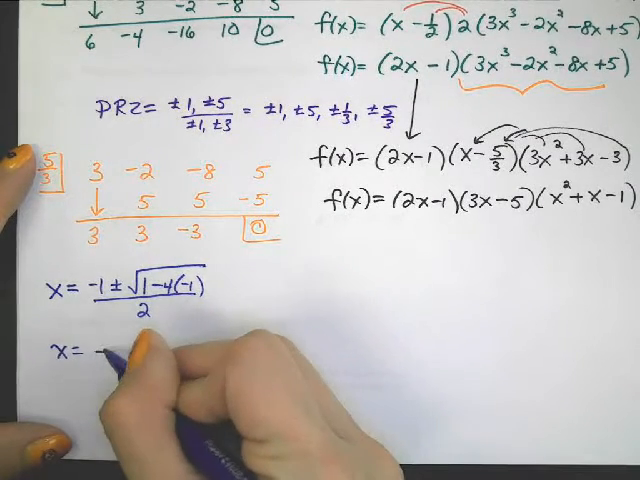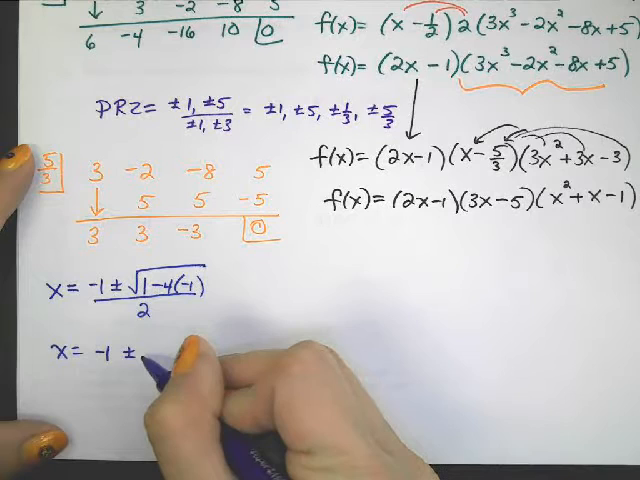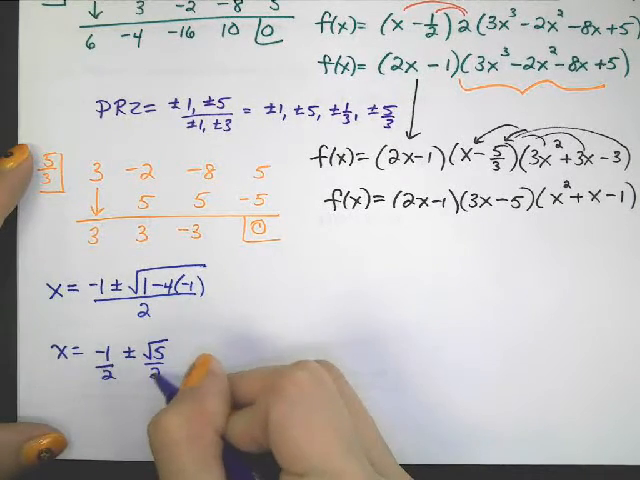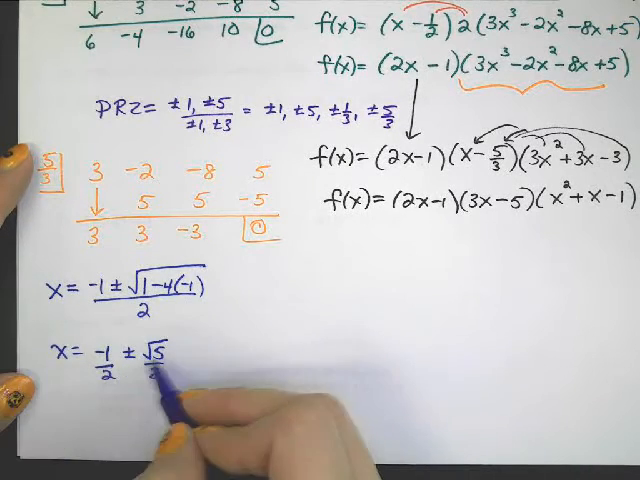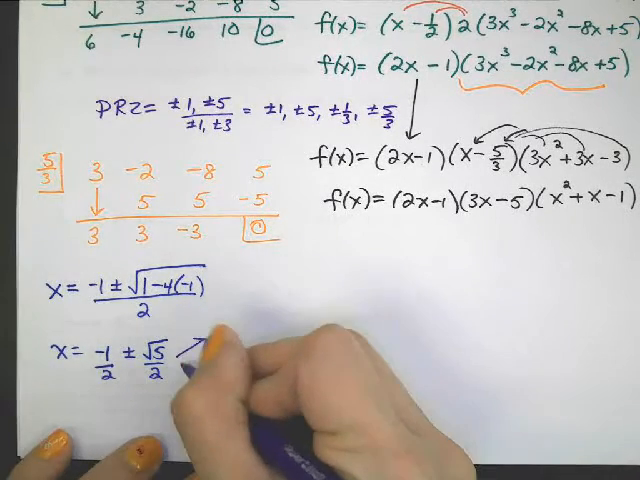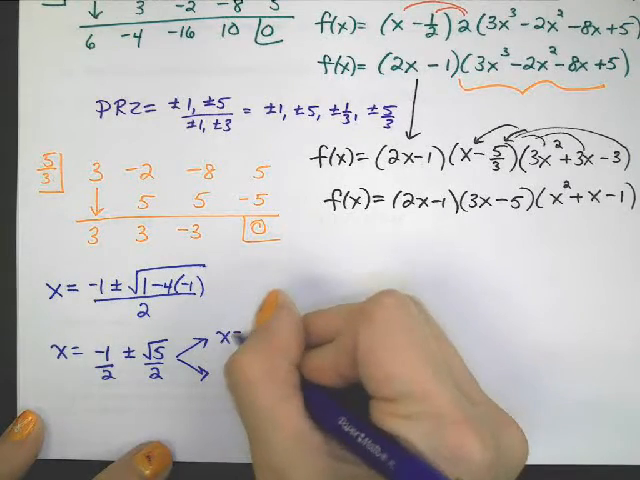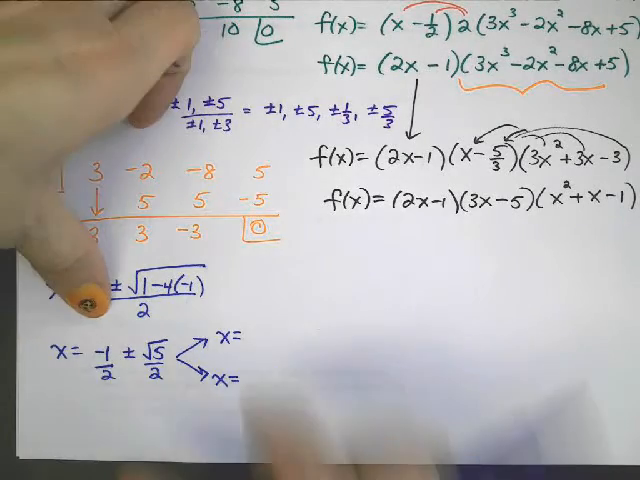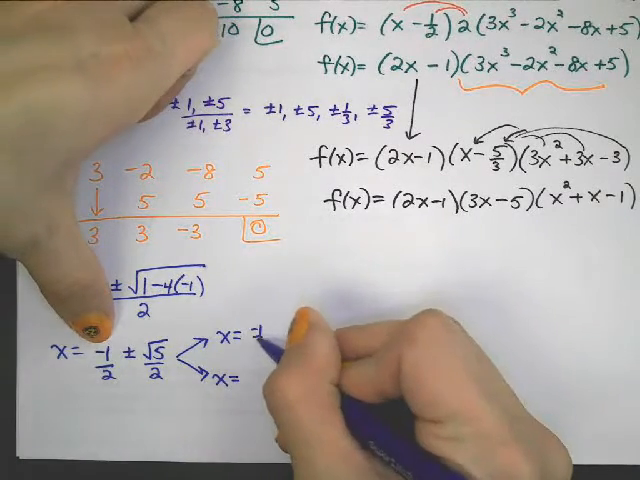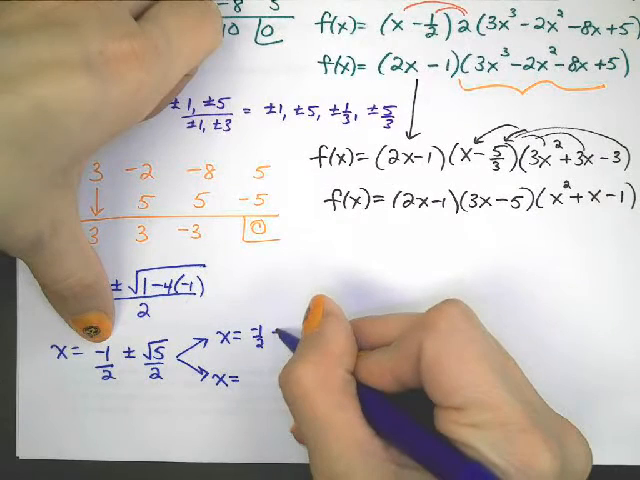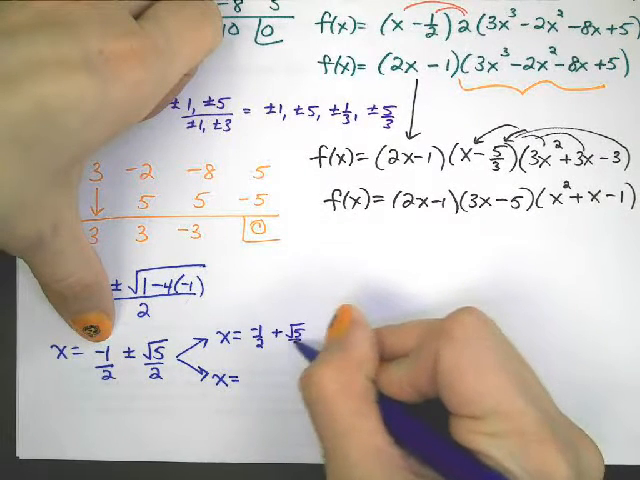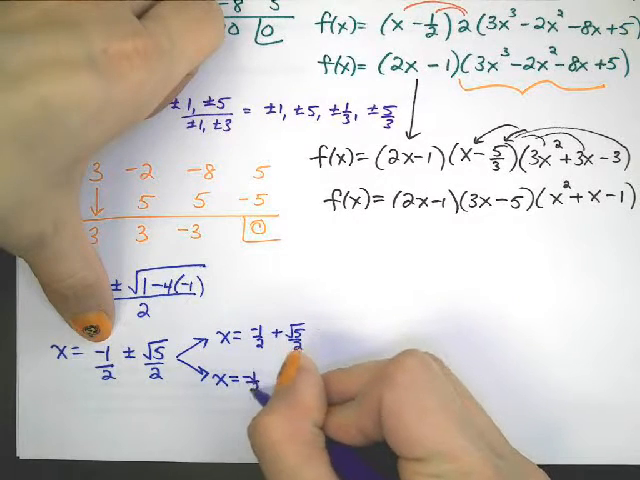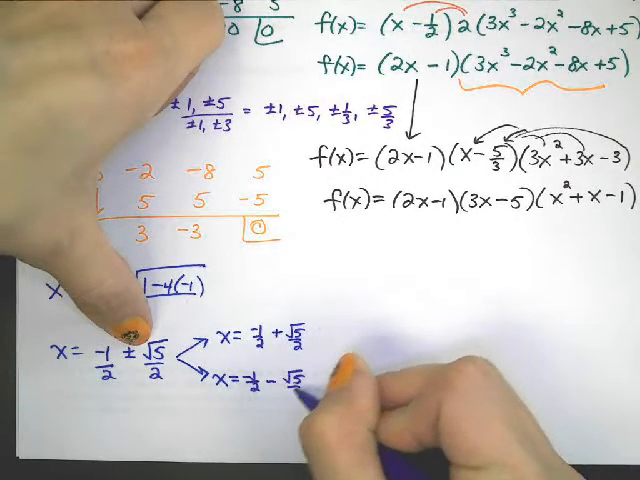So x is equal to negative 1 plus or minus radical 5, and they're each over a 2. Who gets divided by 2? Each of them. All right, so what I like to do is write these as 2 separate answers. x equals, it gets a little easier when you're plugging it in if you see the zeros. So negative 1/2 plus radical 5/2, and then we have negative 1/2 minus radical 5/2.